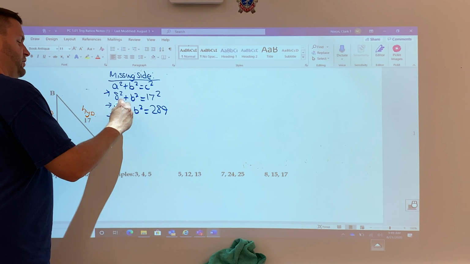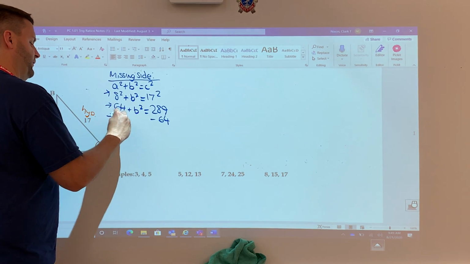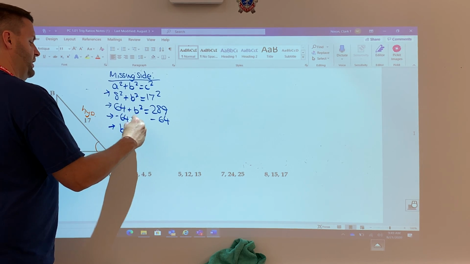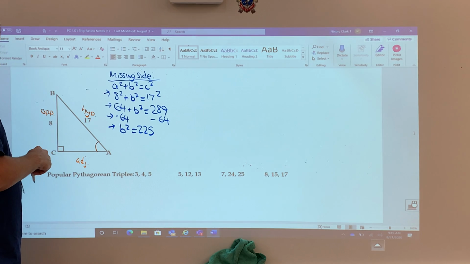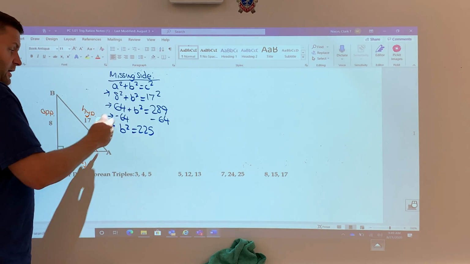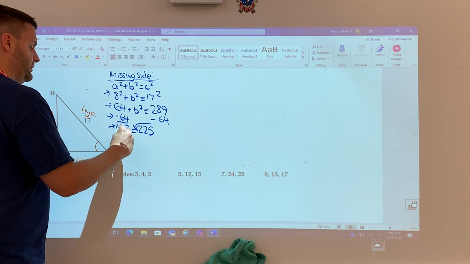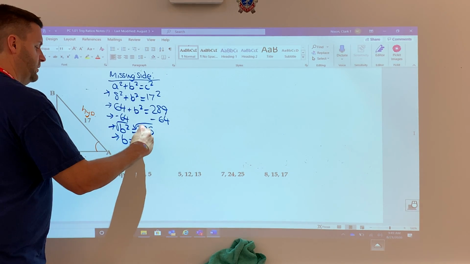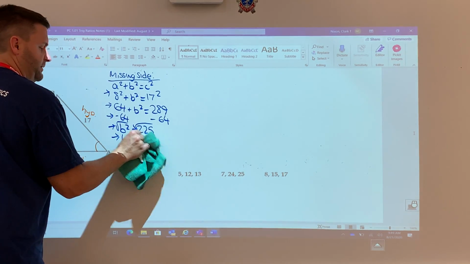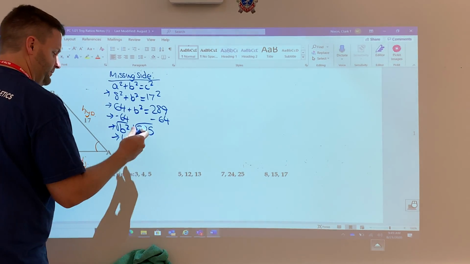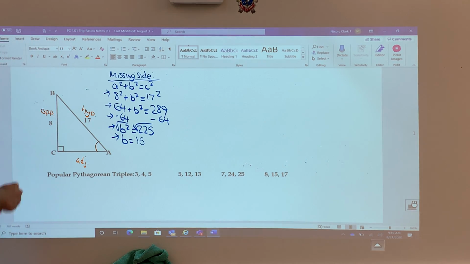So when you subtract the 64, you're now left with b squared equals 225. And now I'm going to square root both sides. I mean, not 25, sorry. 15.